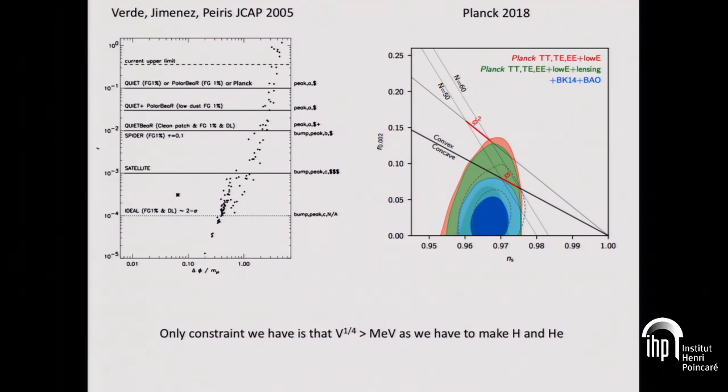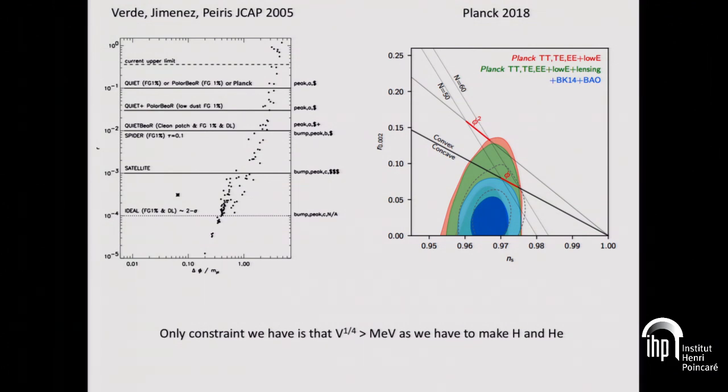I remind you here that the original BICEP claim was up here, now excluded to many, many sigmas in this scale. And the other thing I also like to remind you is that unfortunately we have no predictions for where the model should be here. If you ask a theoretician, they can give you any point here in this plane they want. It is fairly trivial to move anywhere you like.